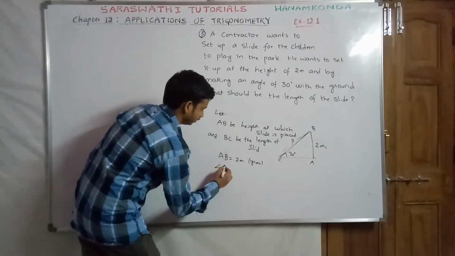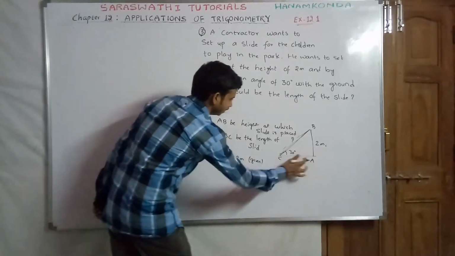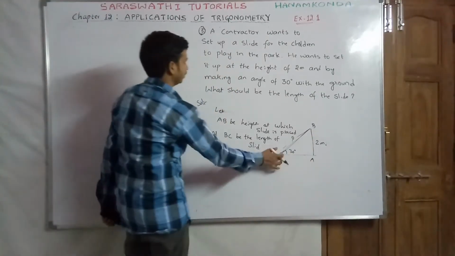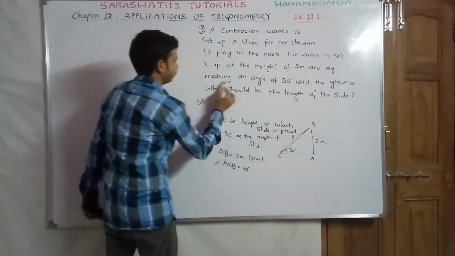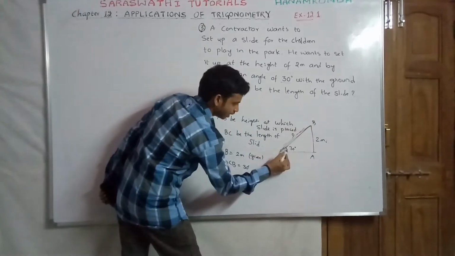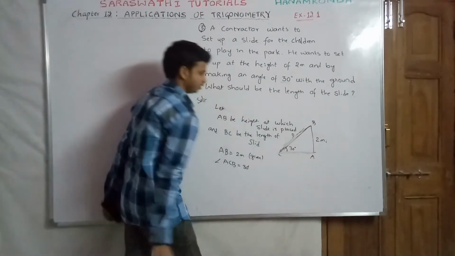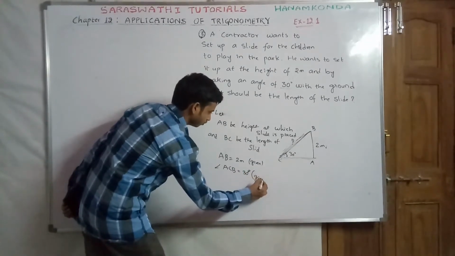And angle ACB equals 30 degrees. It is given in the question that the slide makes an angle of 30 degrees with the ground. So this slide BC makes an angle of 30 degrees with the ground, so angle ACB equals 30 degrees.